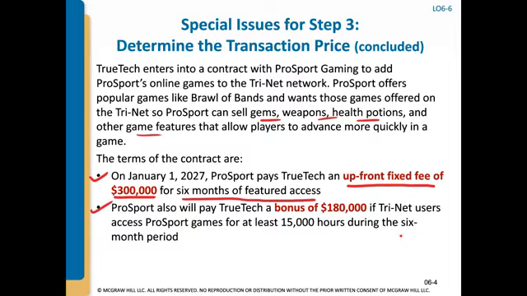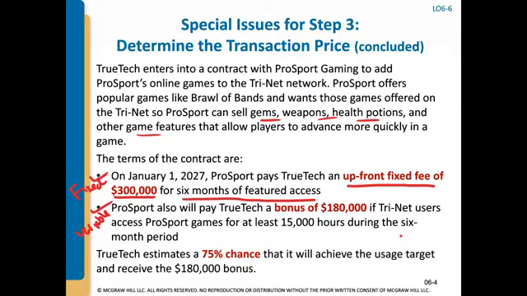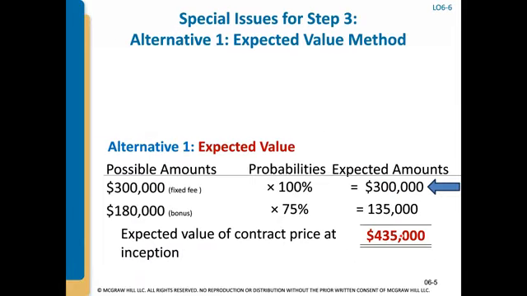Pro Sports will also pay TrueTech a bonus of $180,000 if TriNet users access Pro Sports games for at least 15,000 hours during the 6-month period. So this first bullet point is fixed, and the second bullet point is variable. It depends if those games are accessed for 15,000 hours. TrueTech estimates a 75% chance that it will achieve the usage target and receive the $180,000 bonus.